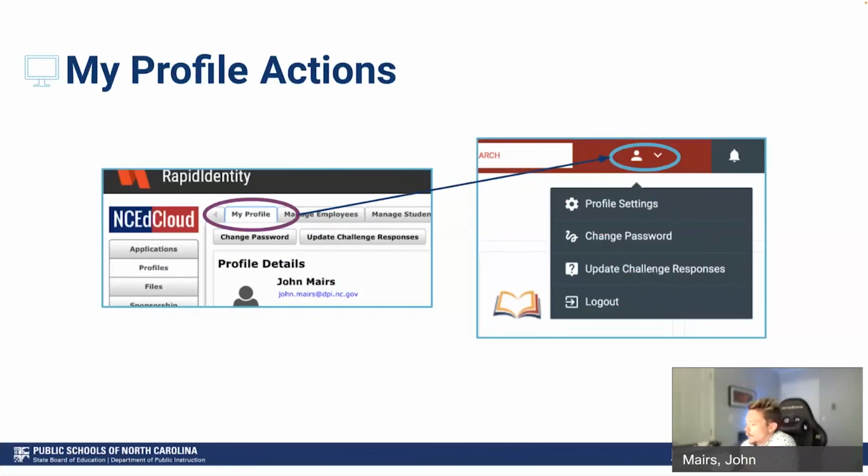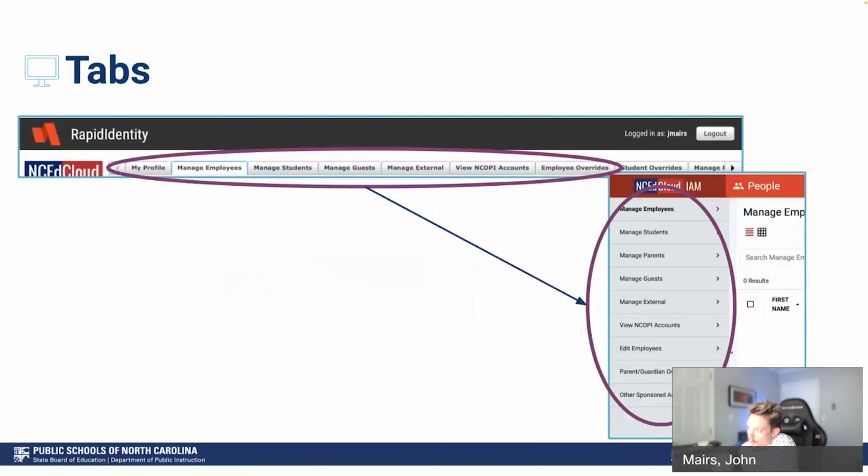Moving along, those My Profile actions, like changing your password, are now up in the top right in this handy little user menu. So your users no longer have to go to Profiles and then My Profile to do any of that. All of the tabs along the top, for example, this is the People module or the Profiles module in the current version, are now represented over on the left side when you're inside that module.